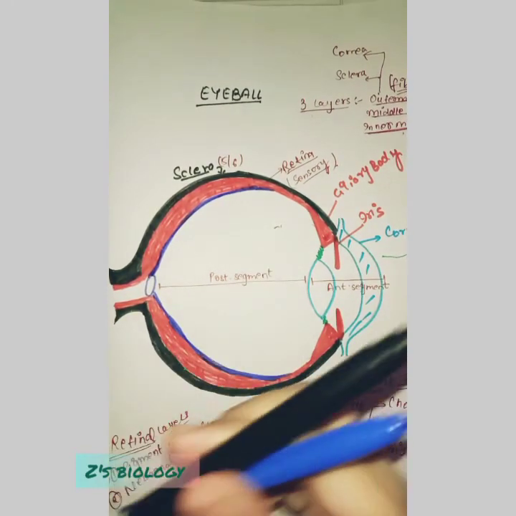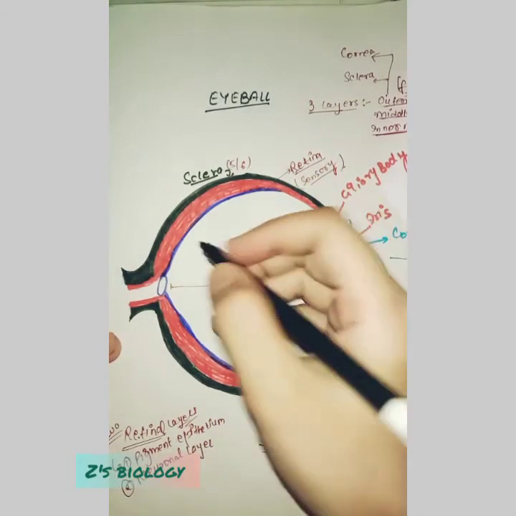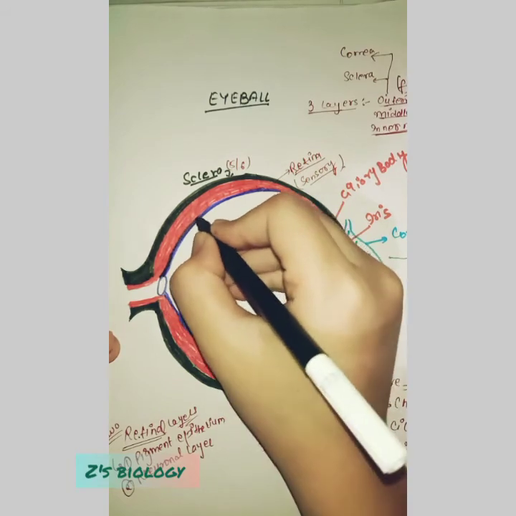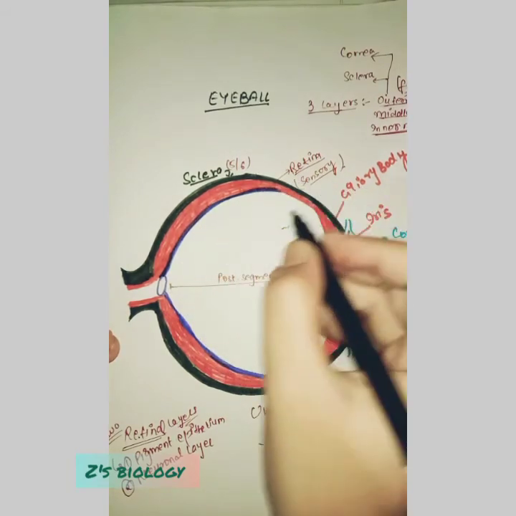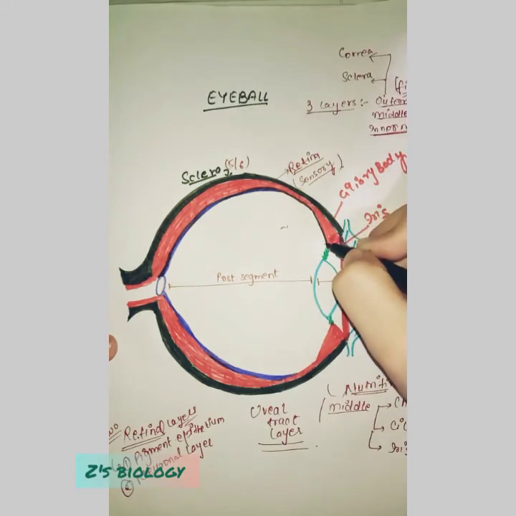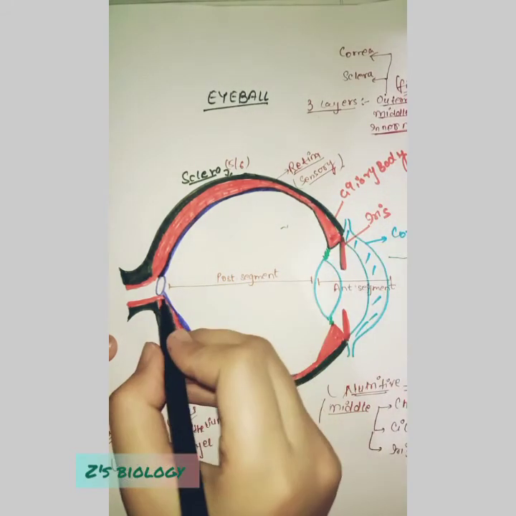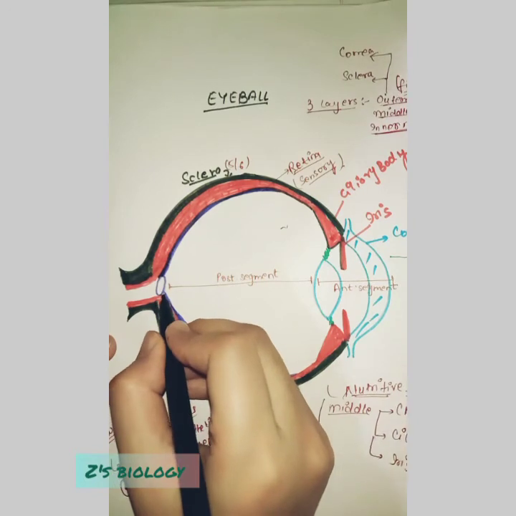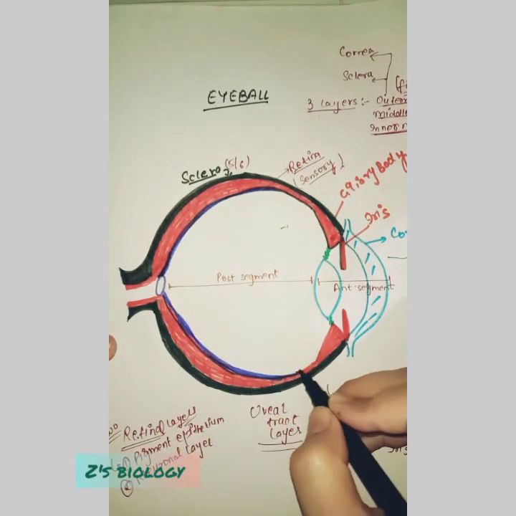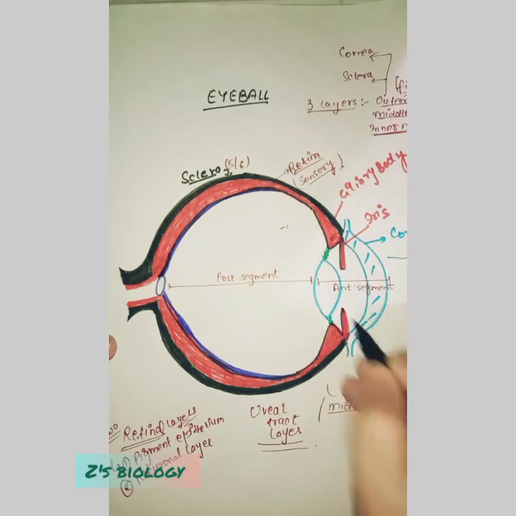So let me show you in the diagram. See the outer layer, if we draw it here, this is the pigment epithelium. This pigment epithelium is further extended till the ciliary body and then till the iris. So this is the pigment epithelium layer of the retina till the ciliary body and then further to the iris.